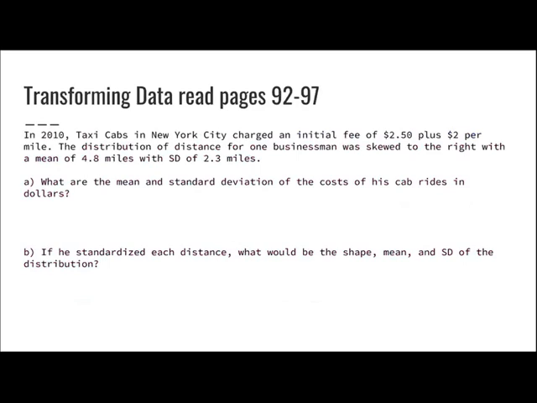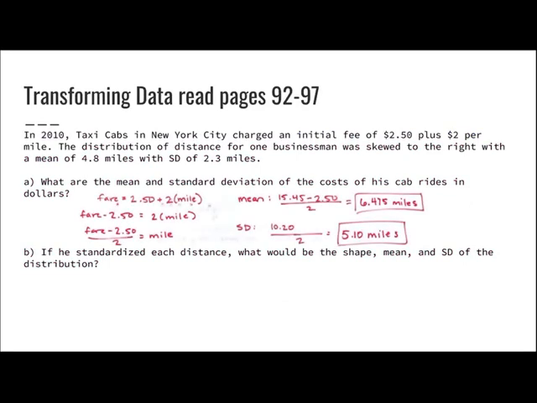Transforming data. So read pages 92 through 97. In 2010, taxi cabs in New York City charged an initial fee of $2.50 plus $2 per mile. The distribution of distance for one businessman was skewed to the right with a mean of 4.8 miles with a standard deviation of 2.3 miles. So what are the mean and standard deviation of the cost of his cab rides in dollars?